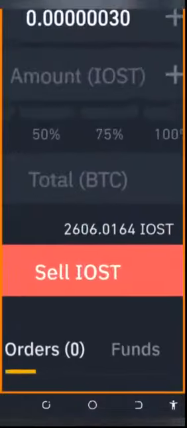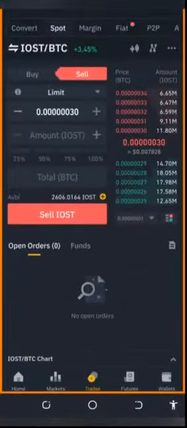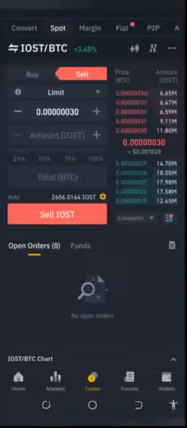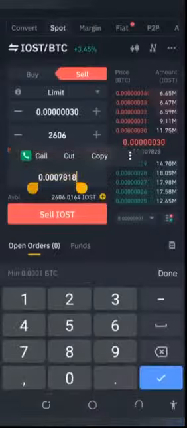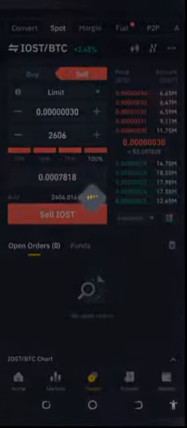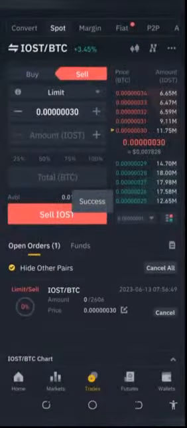Okay, so see, we've got our 2606 here. So what are we going to do? We're just going to put it in here and get it picked up all together. So I'm just going to kind of copy that out. All right, and then go ahead and just sell. That's it. So we're currently in the queue.